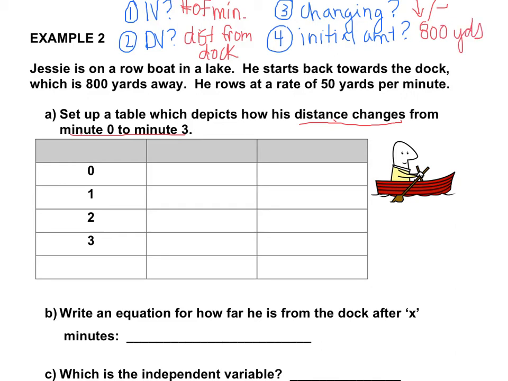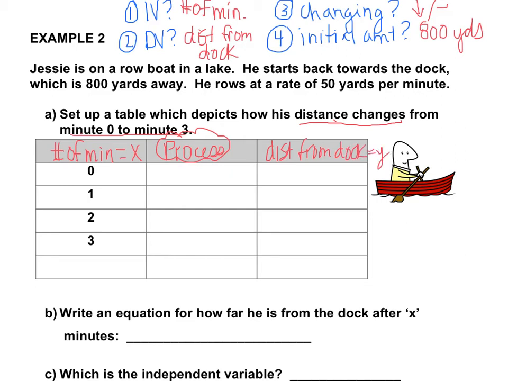Okay, so let's go ahead and start to fill in our table. The independent variable is the number of minutes, and we're going to call that x. This is going to be my process. And then my y variable is the distance from the dock. So that's going to be my y.